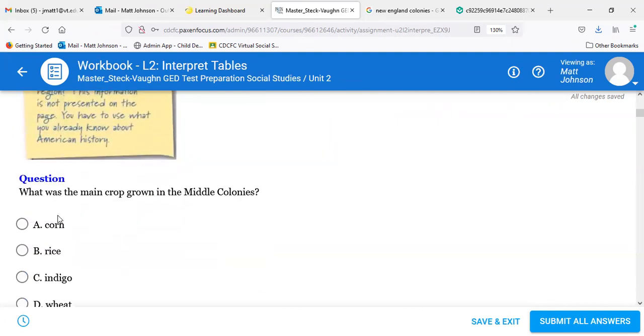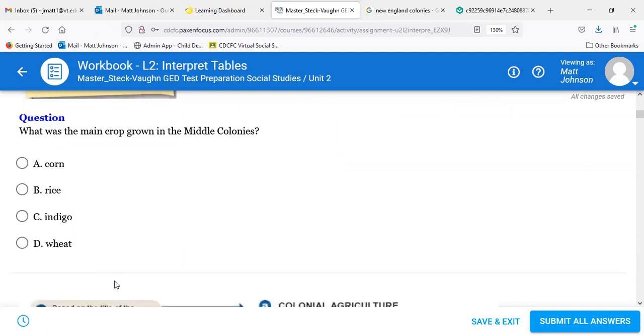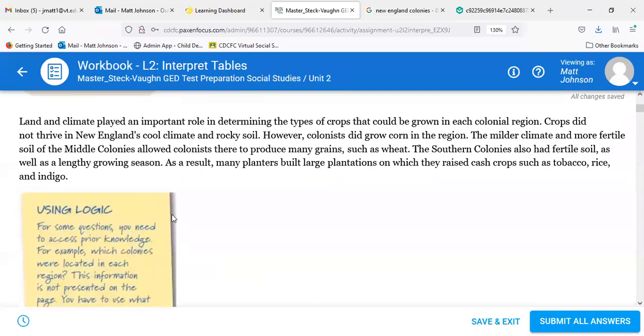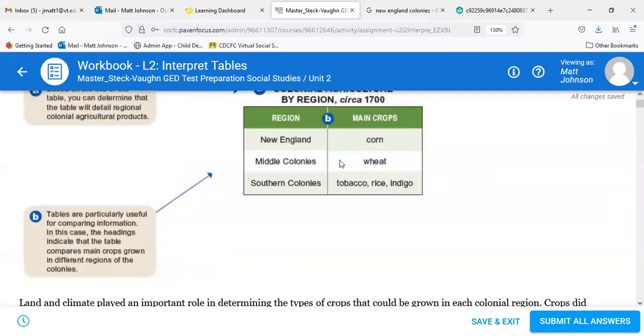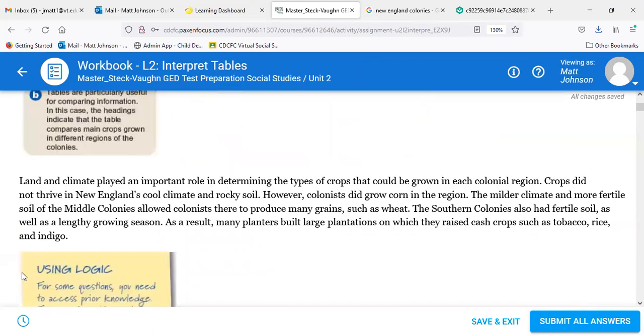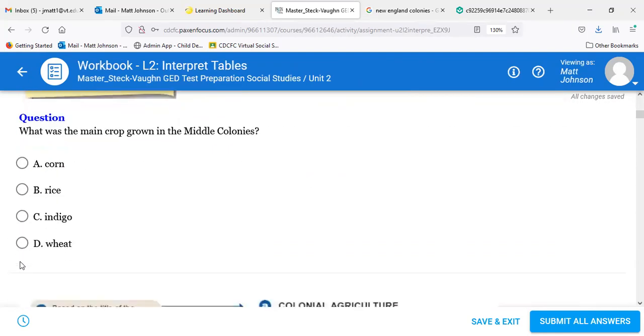Okay, so moving on to question 1 here. What was the main crop grown in the middle colonies? Was it A, corn, B, rice, C, indigo, or D, wheat? D. D, middle colonies. So the middle colonies here is wheat, because it had that milder climate. Now most of your wheat's going to be grown in the Midwest. So D is in dog for number 1.